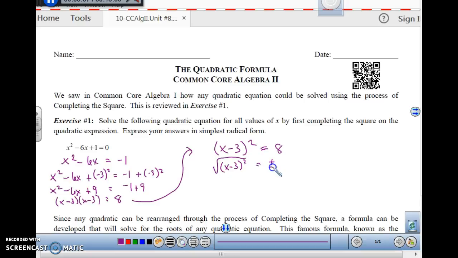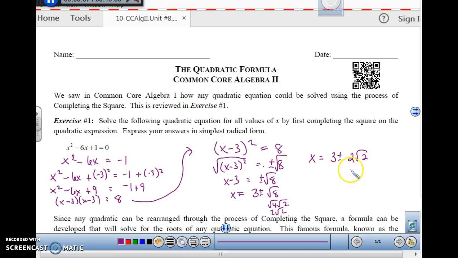It's going to be plus or minus the square root of 8. So the square root of x minus 3 squared is x minus 3 equals plus or minus the square root of 8. Add the 3 to both sides: 3 plus or minus the square root of 8. The square root of 8 will break down into 4 times 2, which is 2 times the square root of 2. So x will equal 3 plus or minus 2 times the square root of 2.